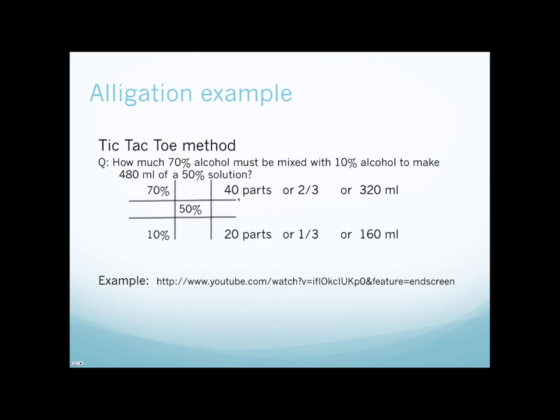40 divided by 60 is 2/3. 20 divided by 60 is 1/3. So 2/3 of the 480 mLs is going to equal 320 mLs, and 1/3 of 480 mLs is going to equal 160 mLs.